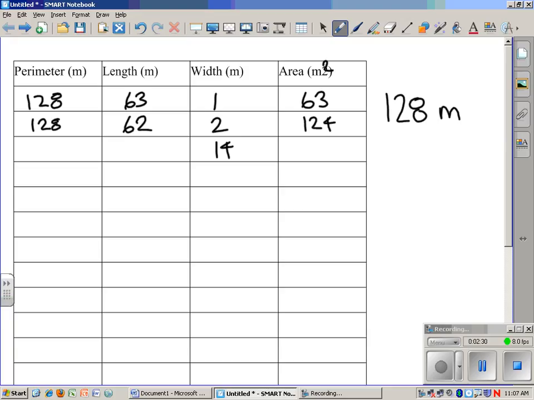So then our length would have to be 50. And we see that the area would be 700 meters squared. That jumps up an incredible amount. How about we jump up a little bit more? Let's jump up to 26 for the width. And so then our length would be 38.